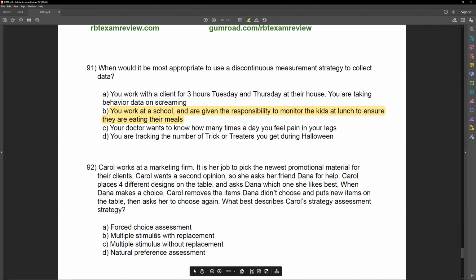So are we dealing with the multiple stimulus with replacement or multiple stimulus without replacement? Well, what is Dana doing? Is she replacing anything? Yes, she's replacing the items that Dana didn't choose, right? Carol takes the items Dana chose, removes them, puts new items there. This is going to be multiple stimulus with replacement, okay?